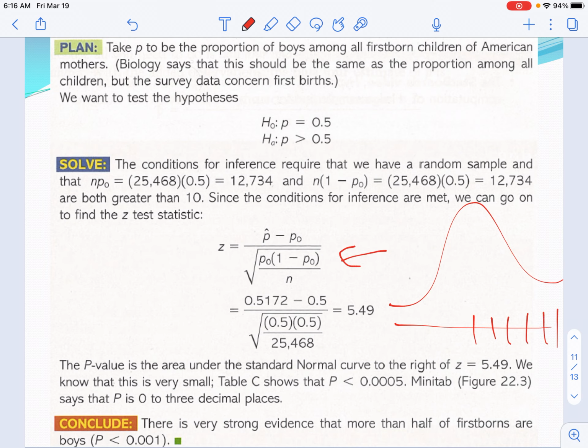That's pretty far. And in fact, if we were to find this using our z-score chart, we can't do it because our z-score chart only goes out 3.5 standard deviations. So if you're doing this problem by hand, your conclusion here is that p is essentially 0, which is less than 0.05. Reject the null, accept the alternative hypothesis. We have very strong evidence that more than half of the firstborn children are boys.